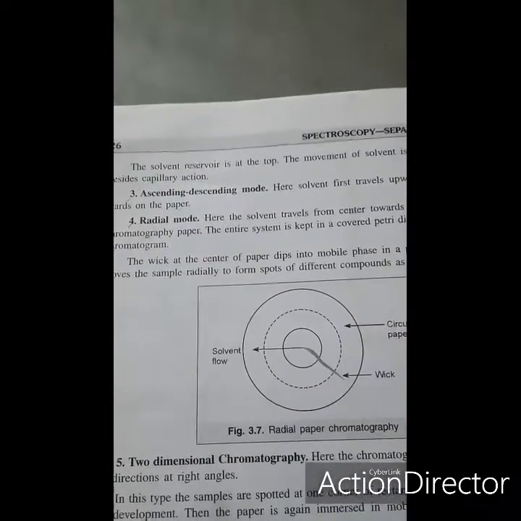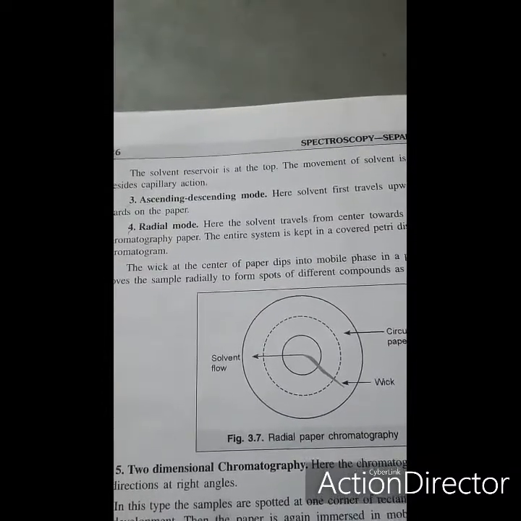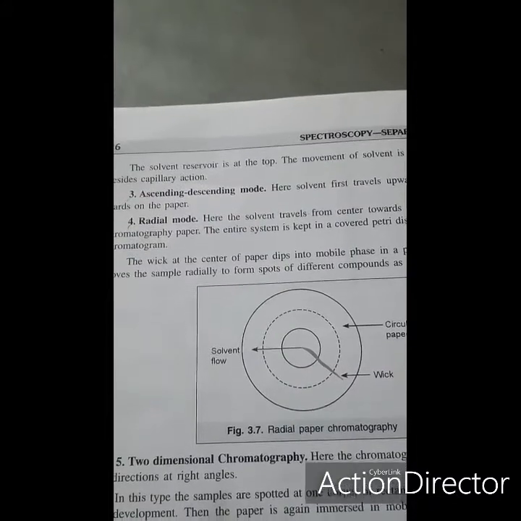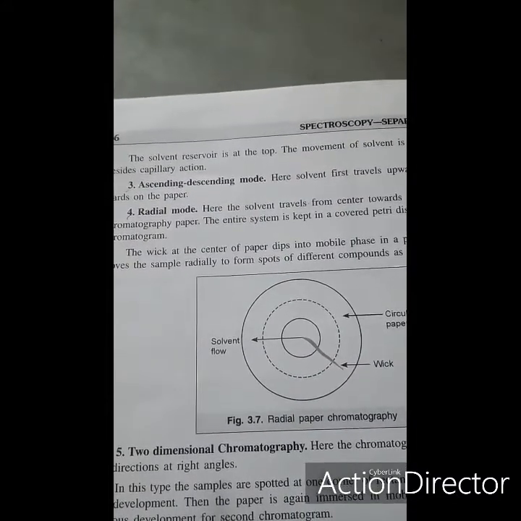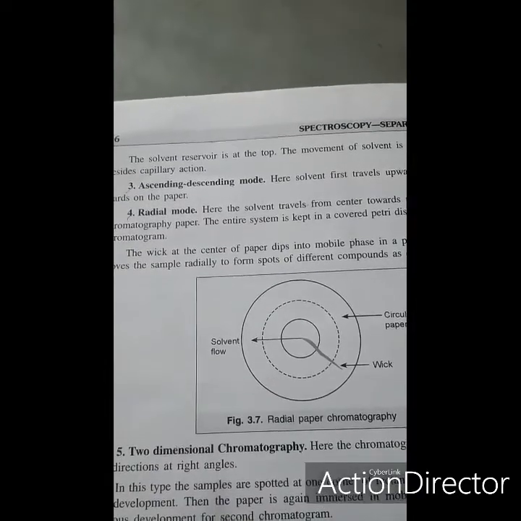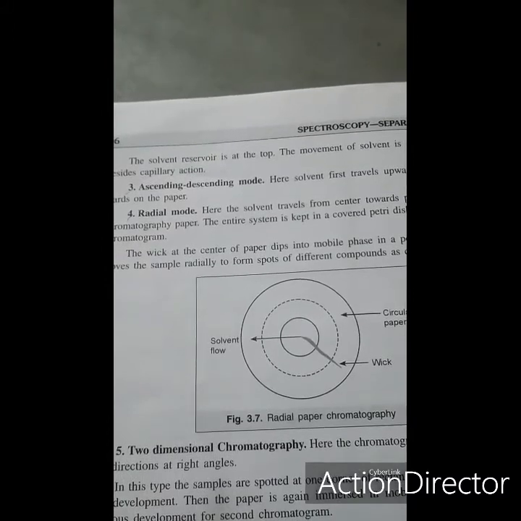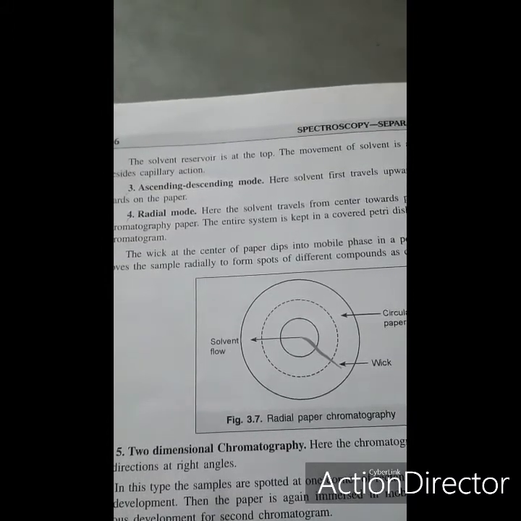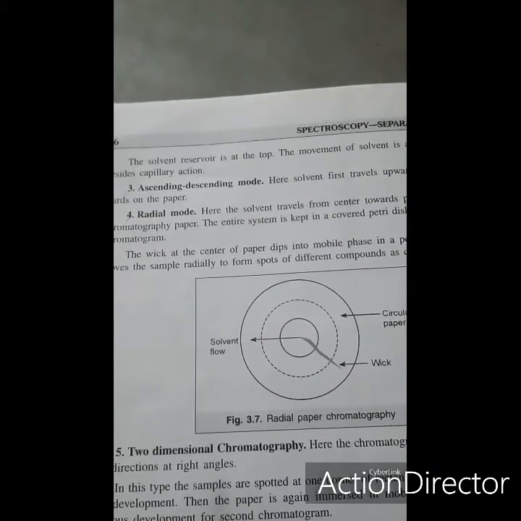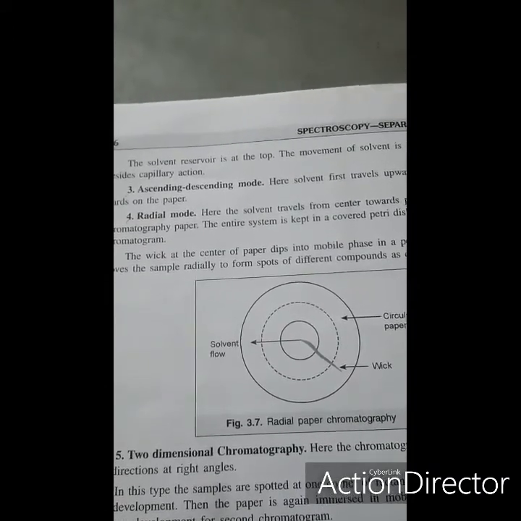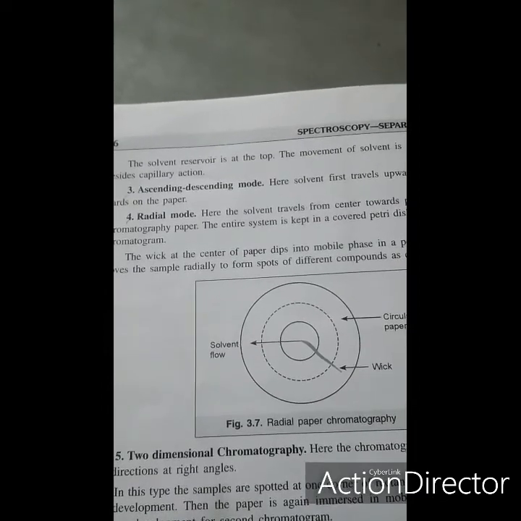After that, there is two-dimensional chromatography. Here the chromatogram development occurs in two directions at right angles. The samples are spotted at one corner of a rectangular paper and allowed to develop first, and then it is immersed in the mobile phase at right angle to the previous development for the second chromatogram. So there are various methods of paper chromatography, and it is one of the most economical and most commonly used methods.